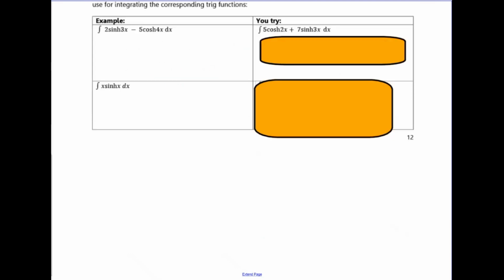Okay, so the first one is just integrating sine and cos separately. So integrating 2 sine 3x, sine integrates to cos, you need to divide by the 3 in front of the x. So we're going to get 2/3 cos 3x, so the reverse chain rule on that one. Cos integrates to sine, and we need to divide through by the 4. So I get 5/4 sine 4x plus c.